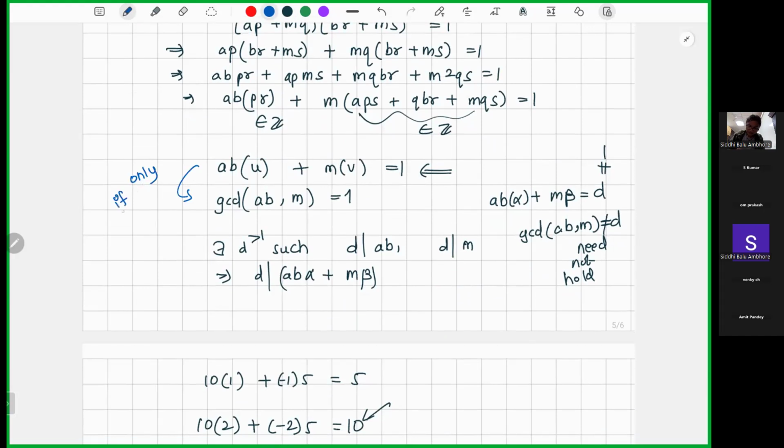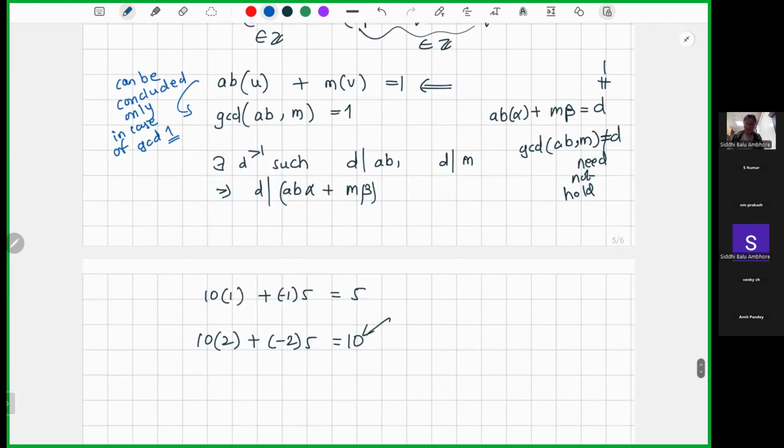Only, how to put this? Can be concluded only in case of GCD 1. This is still not a correct way to write it, but yeah.